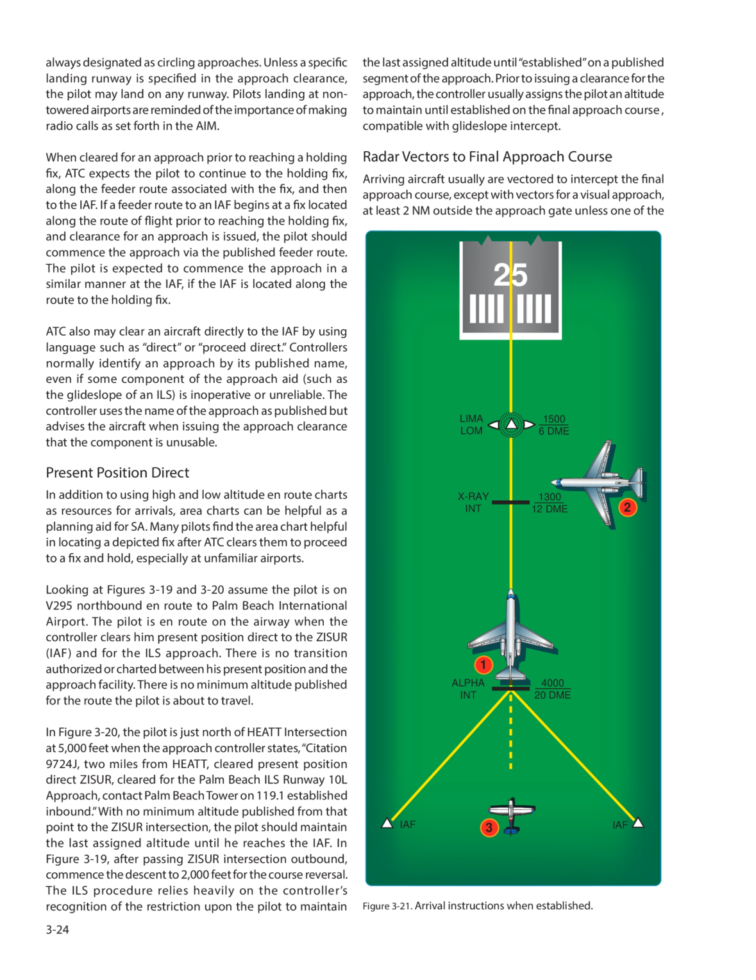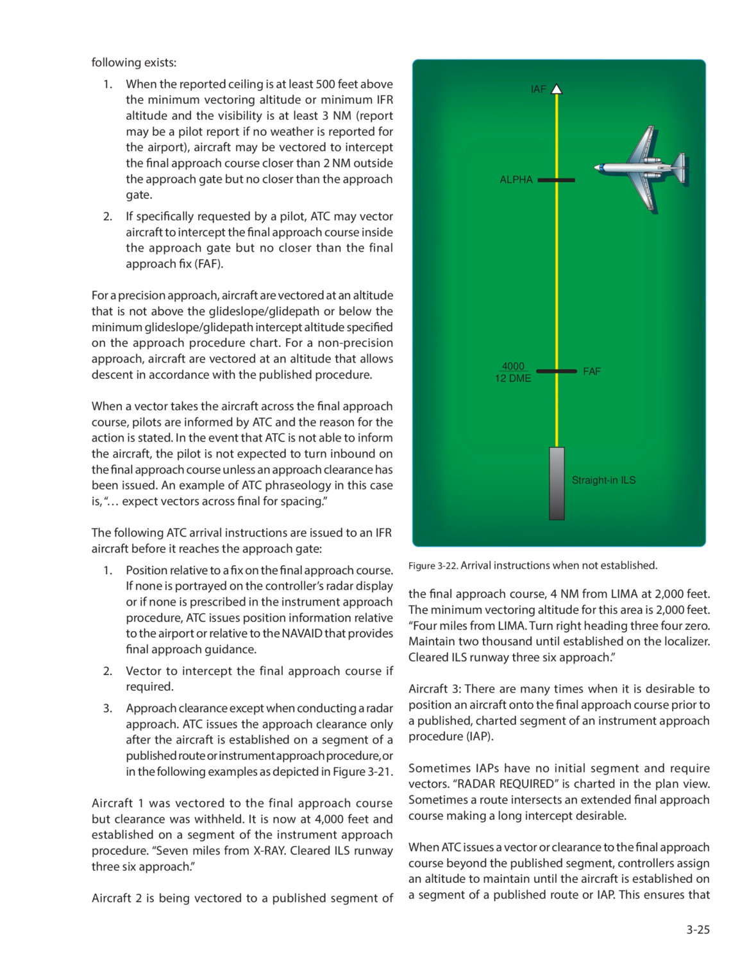Arriving aircraft usually are vectored to intercept the final approach course, except with vectors for a visual approach, at least 2 nautical miles outside the approach gate unless one of the following exists. 1. When the reported ceiling is at least 500 feet above the minimum vectoring altitude or minimum IFR altitude and the visibility is at least 3 nautical miles, report may be a pilot report. If no weather is reported for the airport, aircraft may be vectored to intercept the final approach course closer than 2 nautical miles outside the approach gate but no closer than the approach gate.